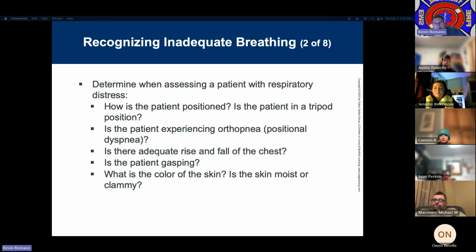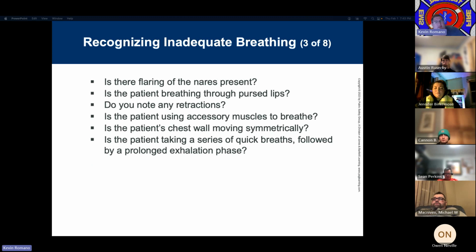So we've got to look for those different signs and see what level they're at at this point in that difficulty breathing phase. So, recognizing inadequate breathing: if there's flaring of the nares present, is the patient breathing through pursed lips, creating more PEEP? Our vocal cords create PEEP.